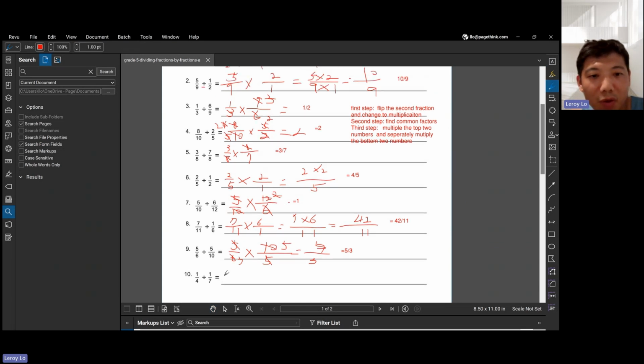Number 10: 1 over 4 divided by 1 over 7. So again, 1 over 4, and then for the division, we change to multiplication as the first step. Then 1 over 7, we flip it to 7 over 1, 7 to the top and 1 to the bottom. That will give us 7 over 4.